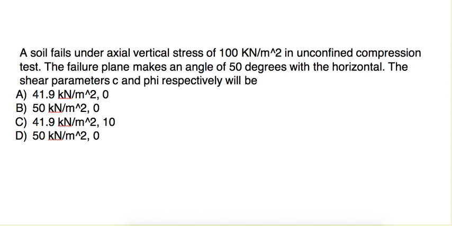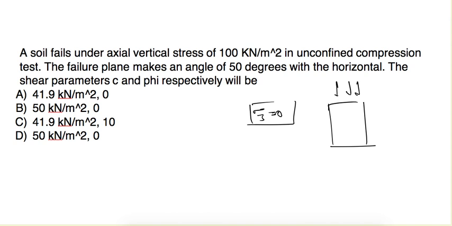After that, next question is, a soil fails under axial vertical stress of 100 kN per meter square in unconfined compression test. So in unconfined compression test, what did we do? We did not apply any cell pressure. So cell pressure is equal to 0, and we applied vertical stress, and the stress at which the sample will fail, that will be our unconfined compression stress. So it is given as 100, the sample fails at this stress. So it means that it is our unconfined compression strength.